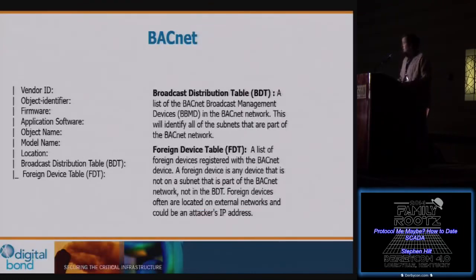Recently we added two different fields to the script. This is one of the first ones we released, which is the broadcast distribution table, or BDT, and the foreign device table. The broadcast distribution table is the list of BACnet devices in the BACnet network. This field needs to match each and every device that this device is talking to; if it's listed in the BDT, each one will match each other. The foreign device table is a list of foreign devices registered within BACnet. They're two different tables, and you don't usually have the same addresses in them.